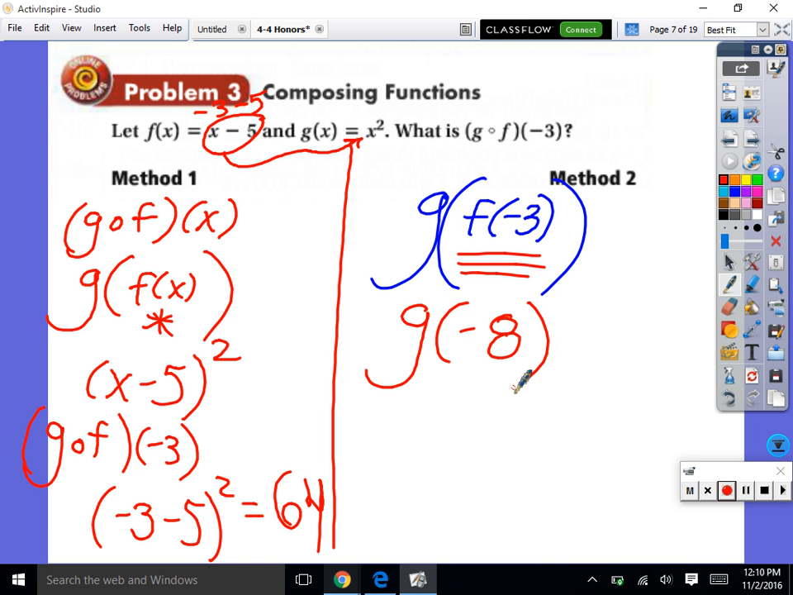So we simplified it from the inside out. Now we're plugging -8 into g, which is -8 squared, which is 64. That's the easiest way when calculating an actual value. Just simplify the inside and then keep simplifying. Pretty easy?